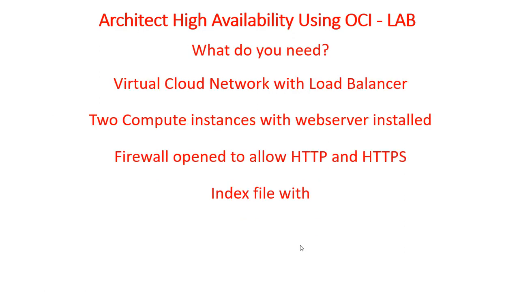So what do we need for that? We would need a virtual cloud network and a load balancer. We're going to take two virtual machines, compute instances, and install a web server on them. We will also open up the firewall rules so HTTP and HTTPS traffic can egress and ingress to this service. And we'll put an index file, so that's how we would know which server we are connecting to. It'll just be the name of the server. So when we take one of the servers down to check how high availability works, you would know it connects to the second server. So let's get started.